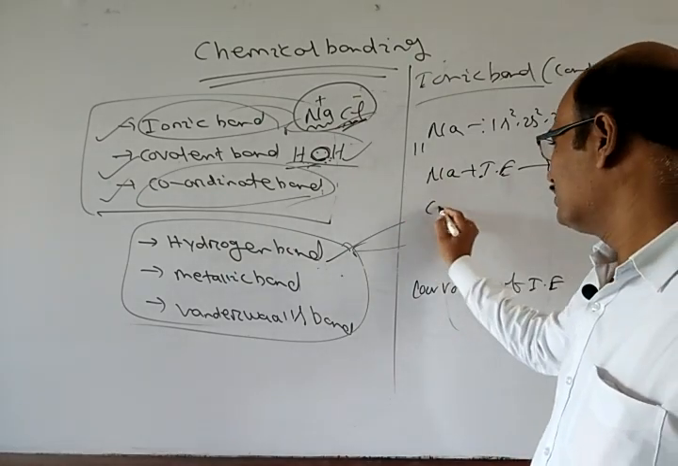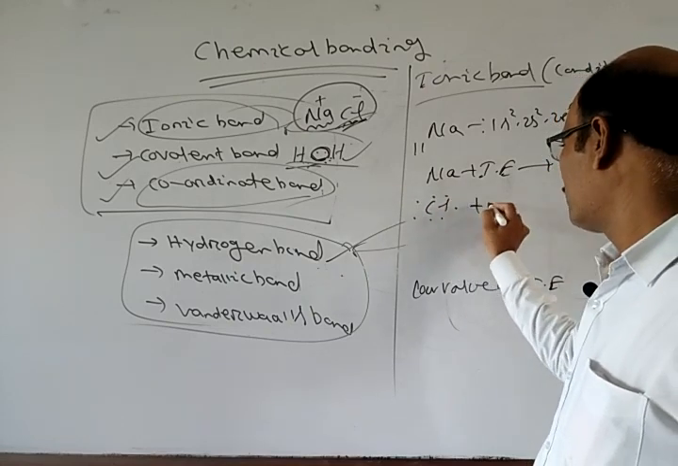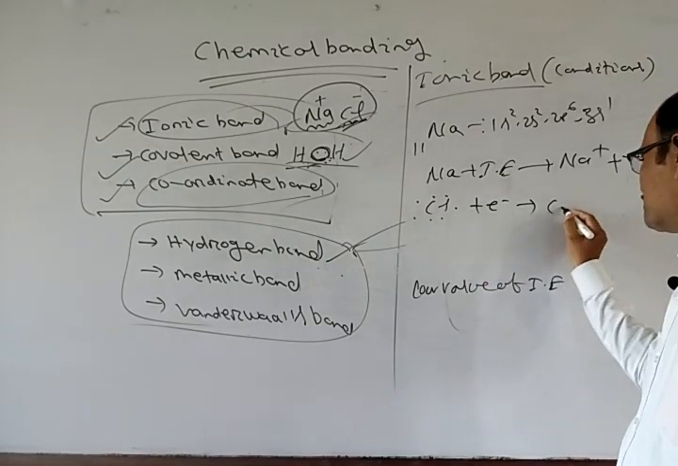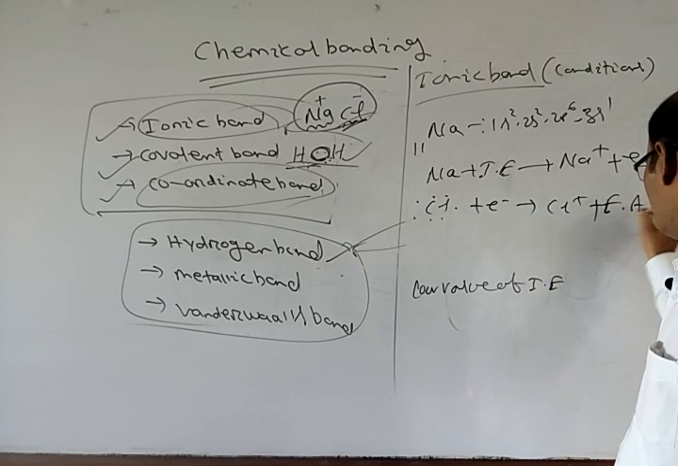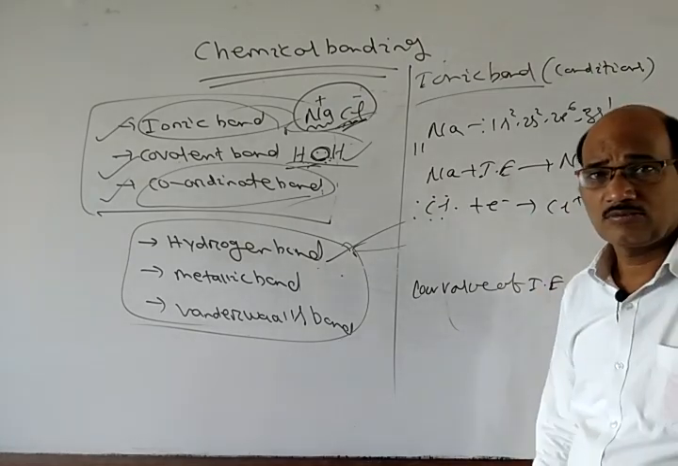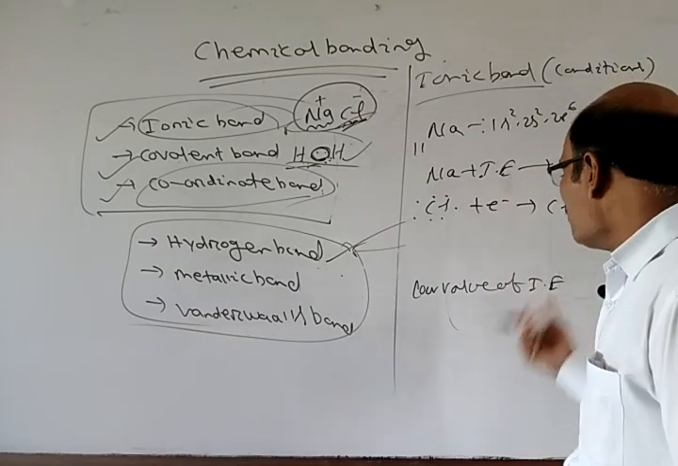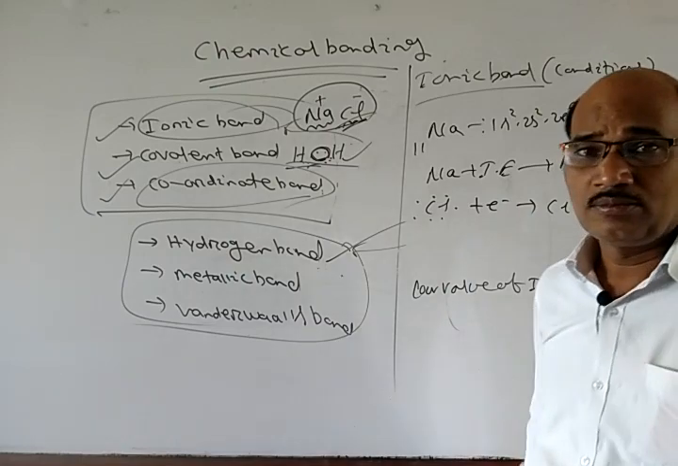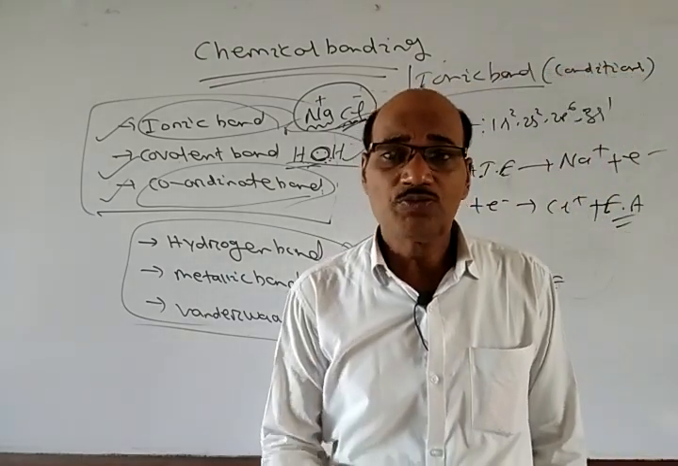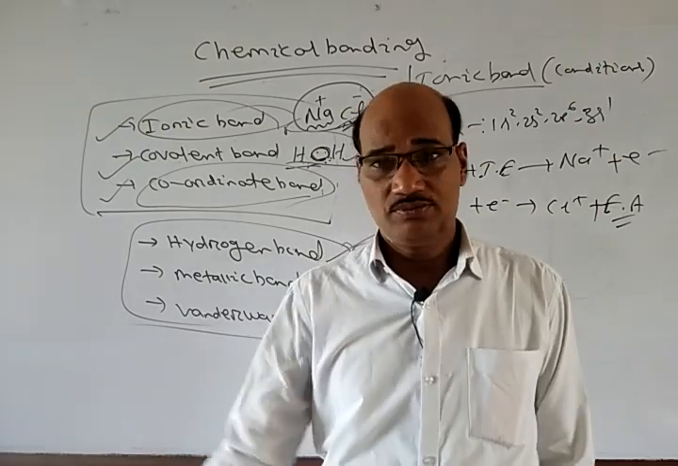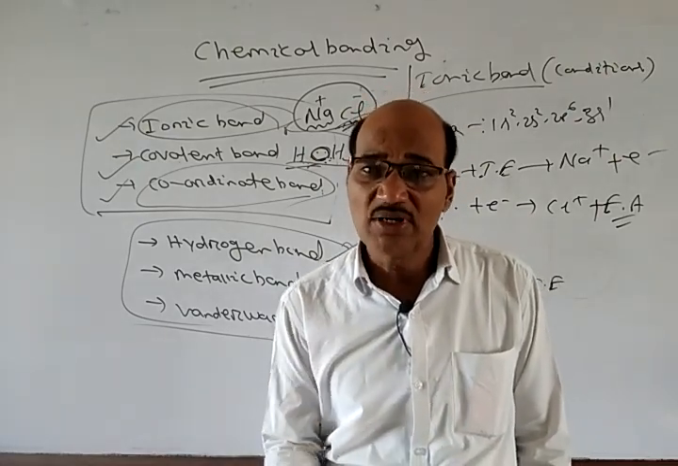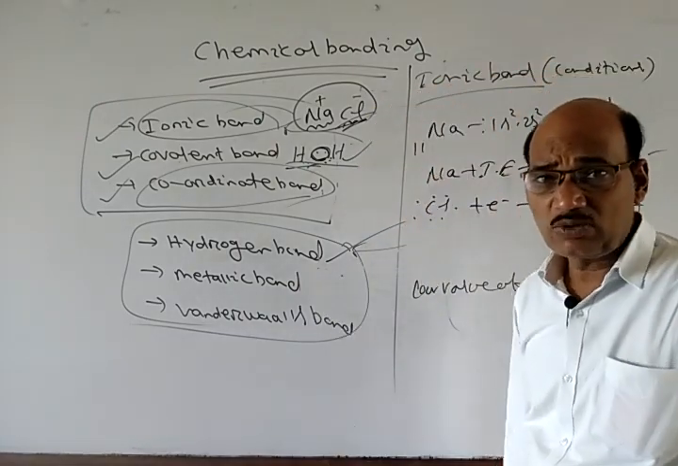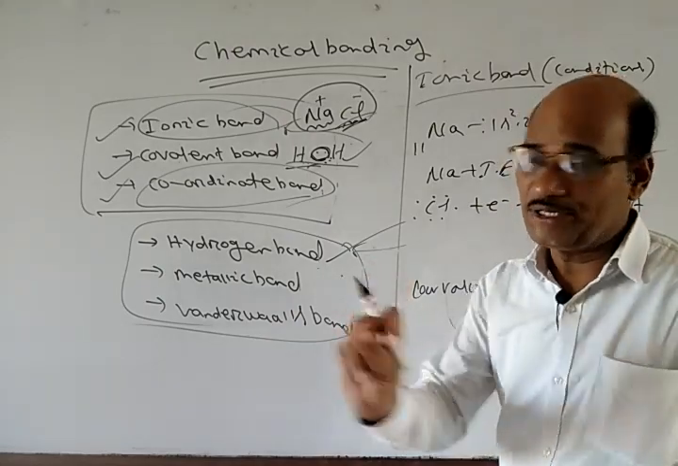Again, if you take Cl, 1, 2, 3, 4, 5, 6, 7, plus electron. Now when the atom is taking an electron, it is getting Cl minus, and it is giving out electron affinity. So the electron affinity of the atom must be high enough. That means a large amount of energy will be released so that the molecule will become stable. So for the better formation of ionic compound, we require a higher value of electron affinity.